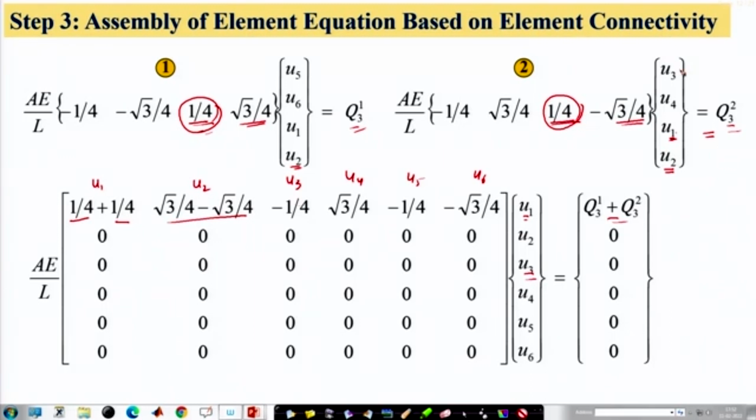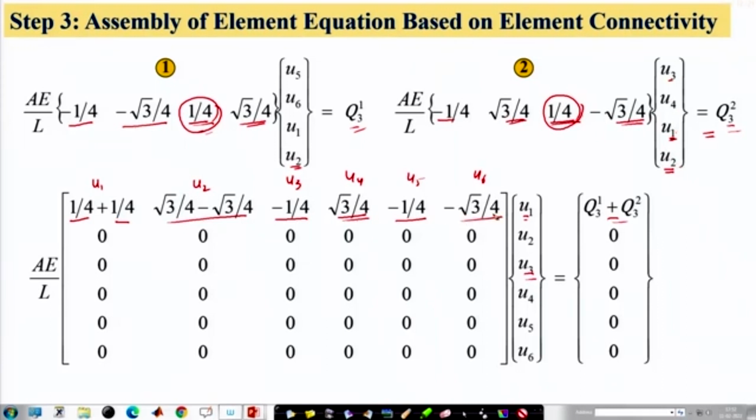Then U3 is this. We have U3 here, and this contribution will be minus 1 by 4. In this equation there is no U3, so the total contribution will be minus 1 by 4. Then U4 is here, the contribution will be this, and there is no contribution from this equation. Then U5, the contribution is minus 1 by 4, there is no contribution here, so minus 1 by 4, and then U6 finally minus root 3 by 4, there is no contribution from this equation, so minus root 3 by 4.